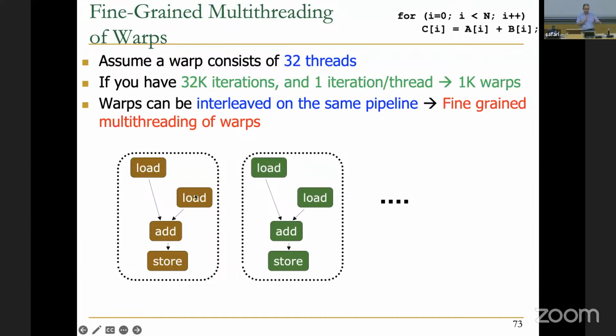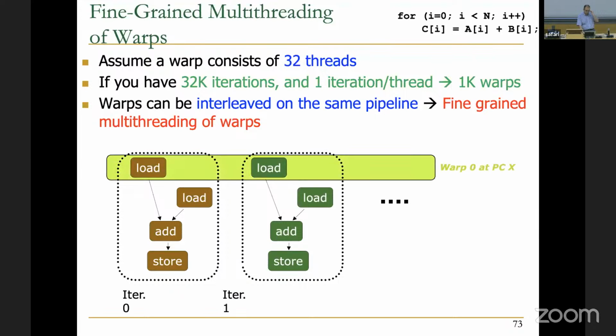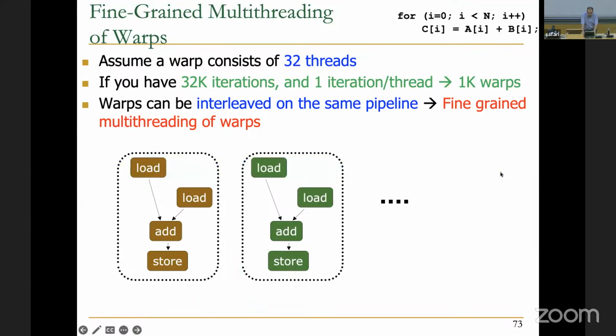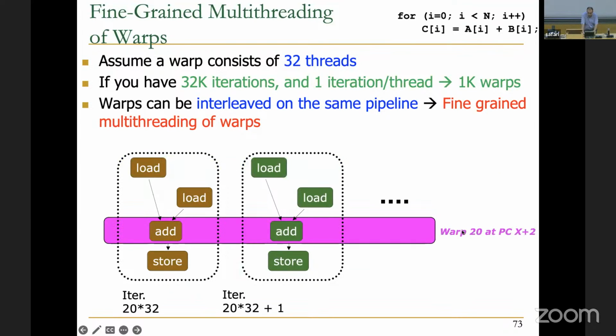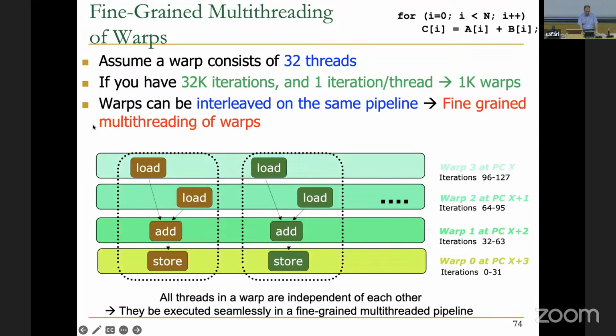So you need to switch the pipeline between different warps concurrently. Which means that warp 0, for example, executes at program counter X. Warp 1 then also works on program counter X. At some point, you're going to see warp 20, for example, is at program counter X plus 2. So you have different warps, and they can be on different program counters. But essentially, they're going to be executed concurrently on the same functional unit. So that's why we need to interleave them on the same pipeline.